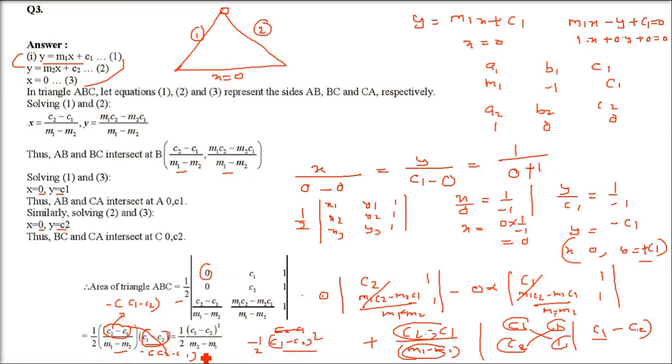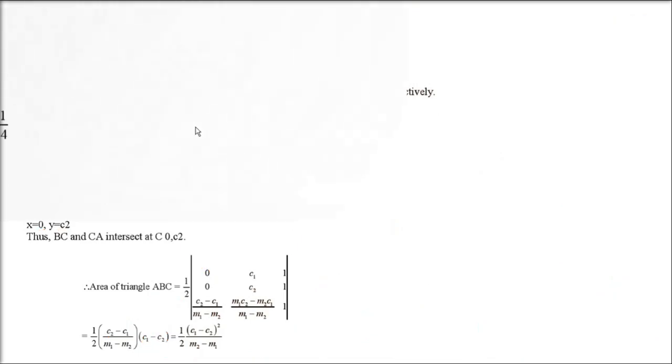But since minus half is there, and we have a negative in M1 minus M2, we want to eliminate it. So I'll take M1 minus M2 as M2 minus M1, taking negative outside. So this negative cancels. If I have M2 minus M1 here, I will have a negative outside, and negative is already there. So I'm getting a positive value here. So it will be C1 minus C2 whole square by M2 minus M1 into half.